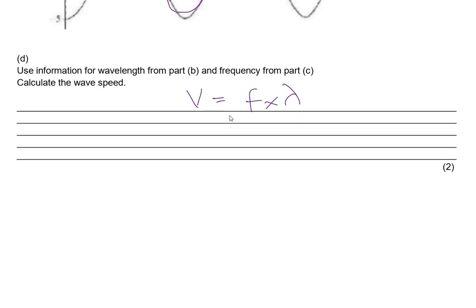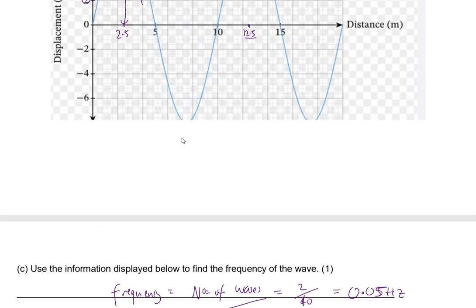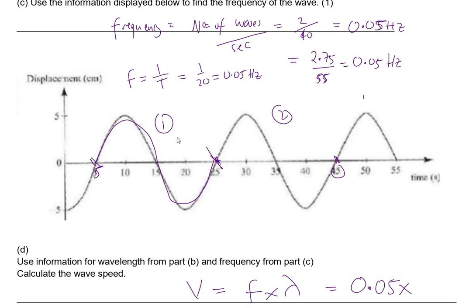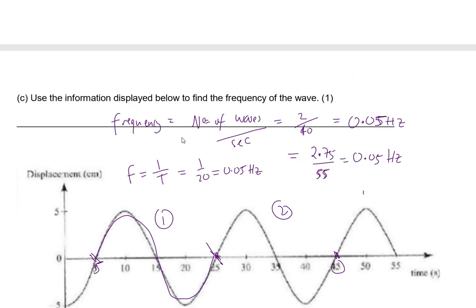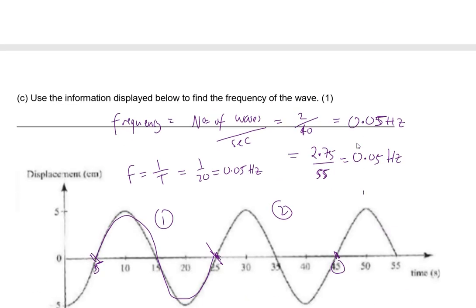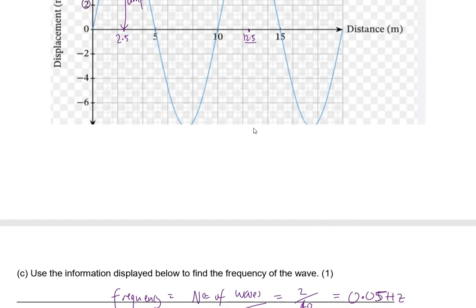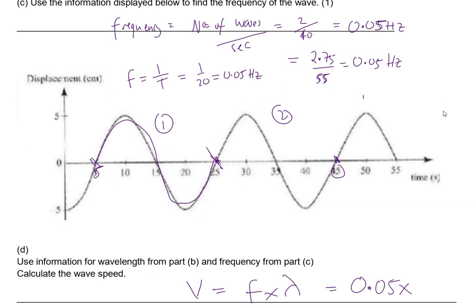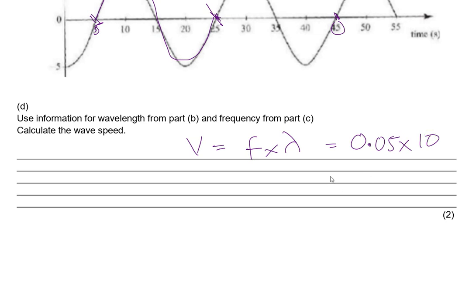Now, frequency we know, which is 0.05, from the question that is given to us. Now, the waves are not the same, but the question is telling us to use the information. So we're just going to follow the question. So we find the frequency and the wavelength from part B, wavelength is 10, so 10 there. Okay, and then the answer is 0.5 meters per second, and that is my speed. If you've got this wrong, fix it.